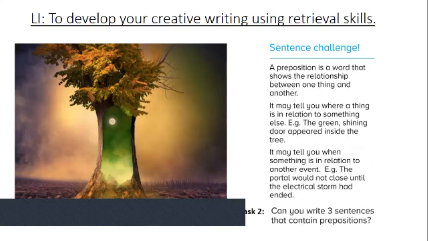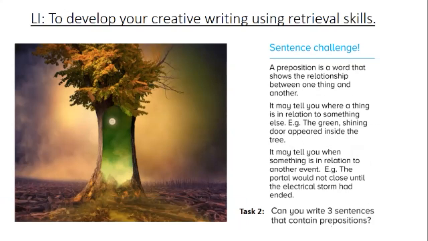Well done, welcome back. So our next activity is a sentence challenge. And today we're going to be focusing on prepositions. So a preposition is a word that shows the relationship between one thing and another. So firstly, it may tell you where a thing is in relation to something else. For example, the green shining door appeared inside the tree. So in this example, a preposition is inside.